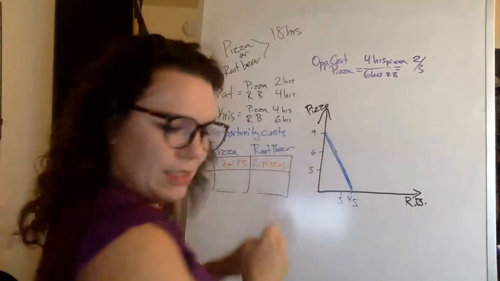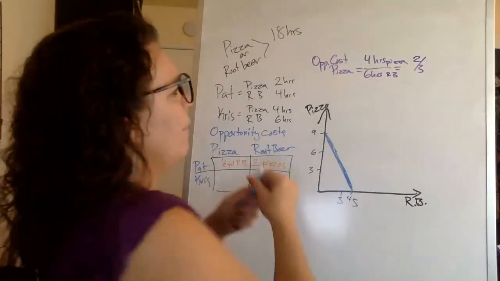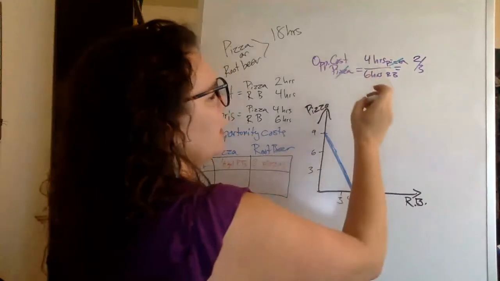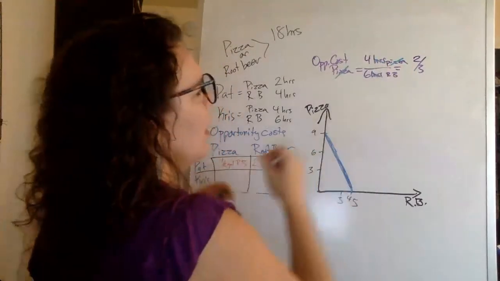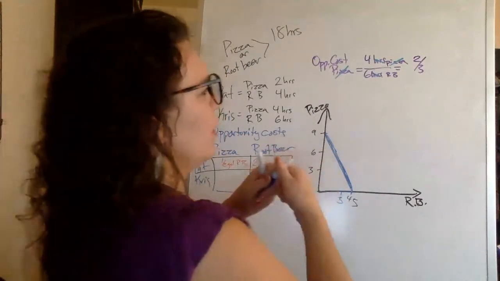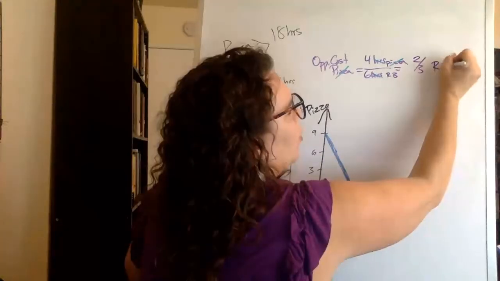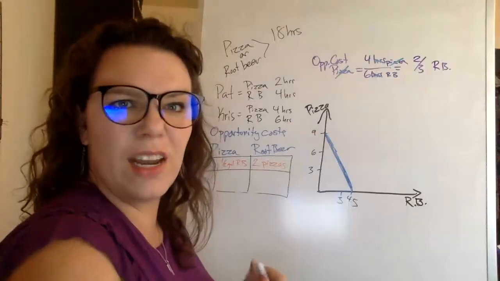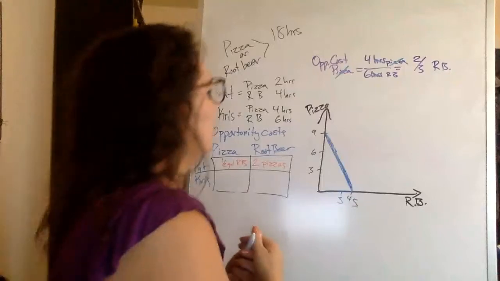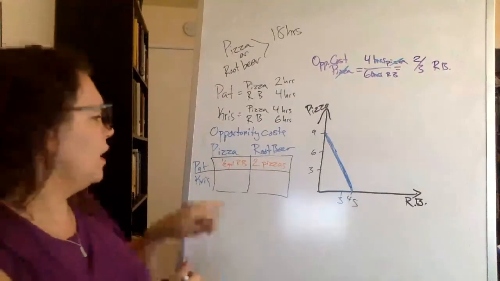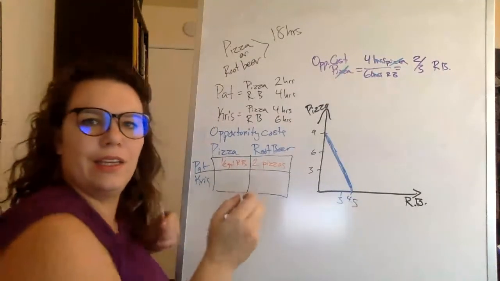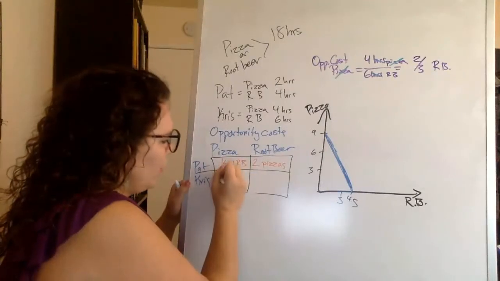And that's because you can see again here, the hours cancel out, and all we're left with is 2/3 of a gallon of root beer. Does that kind of make sense? So Kris's opportunity cost of pizza is 2/3 of a gallon of root beer.